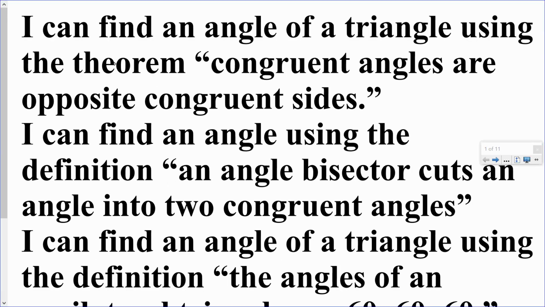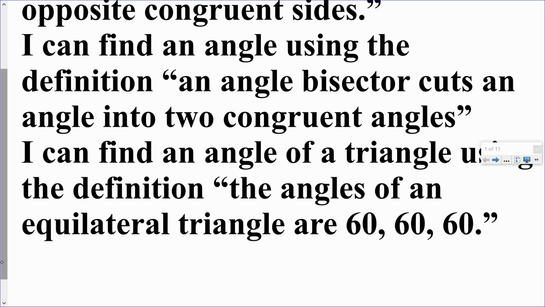I can find an angle of a triangle using the theorem congruent angles are opposite congruent sides. I'll explain all of them afterwards. I can find an angle using the definition an angle bisector cuts an angle to two congruent angles. I can find an angle of a triangle using the definition the angles of an equilateral triangle are 60, 60, 60. There are three little rules here that we're going to learn, and we're going to incorporate this into the next lesson. So let's make sure we know how to use all three.